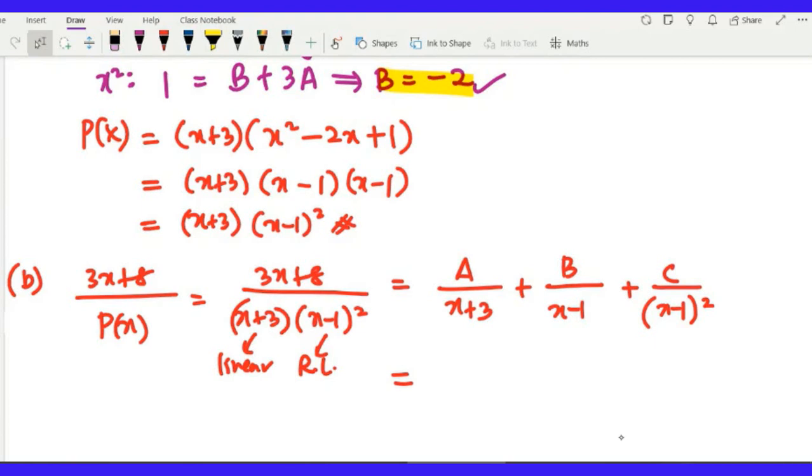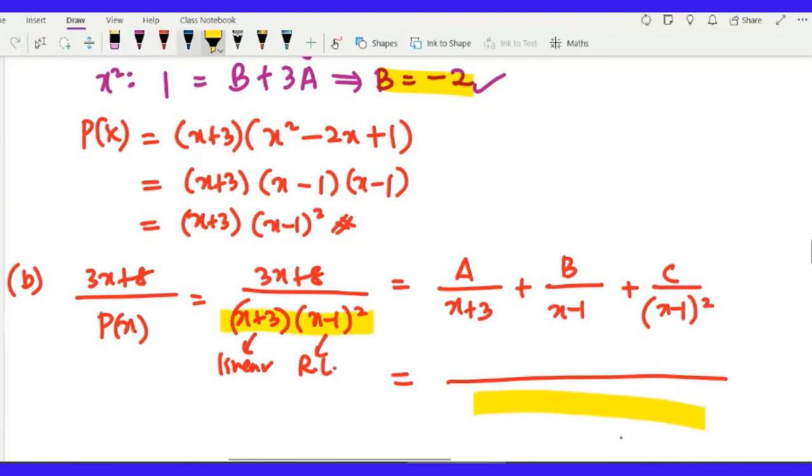Okay, now partial fraction, samakan penyebut. Penyebut mesti sama dengan penyebut asal soalan, iaitu (x + 3)(x − 1)². Untuk A, bawah dia dah ada x plus 3, so dia tak cukup (x minus 1) squared, so kita darab dengan (x minus 1) squared.